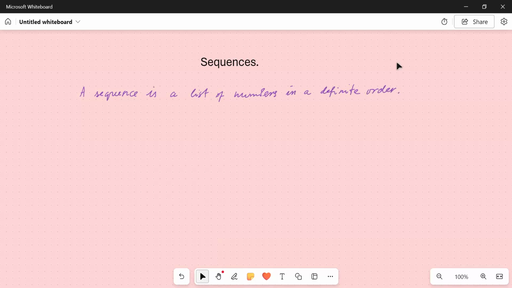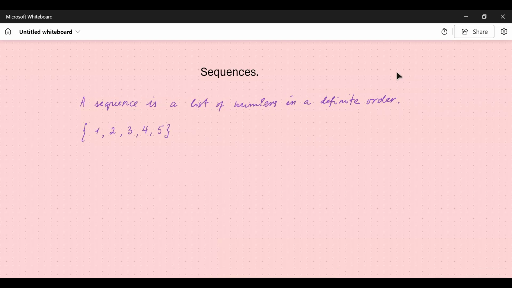Let's look at a couple of lists of numbers. For example, a list of numbers: 1, 2, 3, 4, 5. Well, this sequence has 5 terms, and they're just natural numbers from 1 to 5.